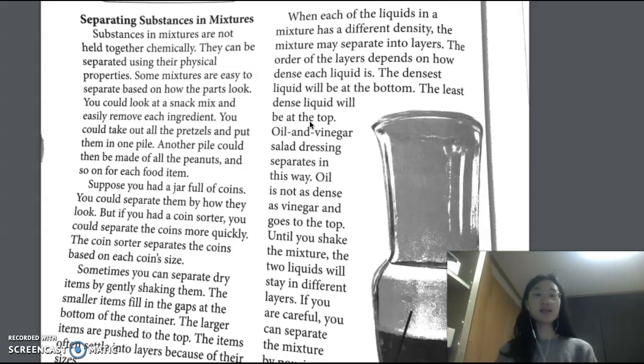Separating substances and mixtures. Substances and mixtures are not held together chemically. They can be separated using their physical properties. Some mixtures are easy to separate based on how the parts look. You could look at a snack mix and easily remove each ingredient. You could take out all the pretzels and put them in one pile. Another pile could then be made of all the peanuts, and so on for each food item.